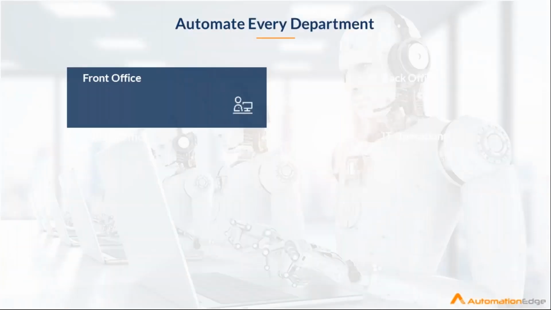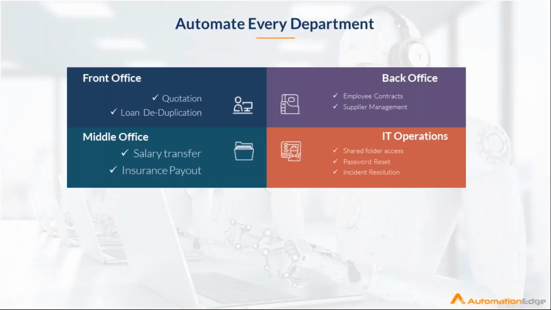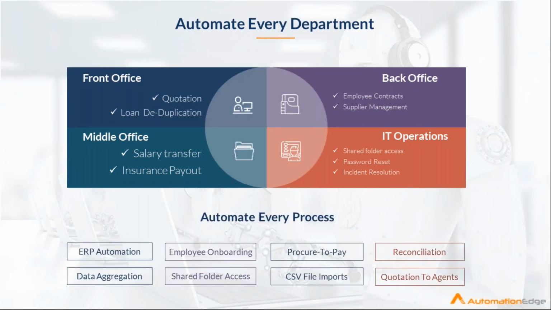Let me explain where RPA can be used and in which processes you can use Automation Edge technology. Essentially, you can use it in every department, whether it is front office, back office, middle office, or IT operations. Today we are going to focus mainly on back office operations, where a lot of non-IT requests are coming in, because you as ServiceNow users would have configured a lot of requests, for IT as well as non-IT, in your ServiceNow platform.